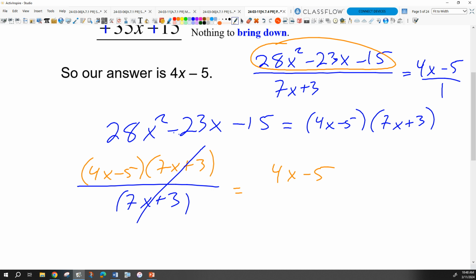You run the risk, if you factor this thing, of going through the whole process and having it not work, right? Of not getting that factor in the numerator, that 7x plus 3, and then you still have to use long division. So practically speaking, it's probably better just to use long division, right? Just dive right into it. Okay, back to it.